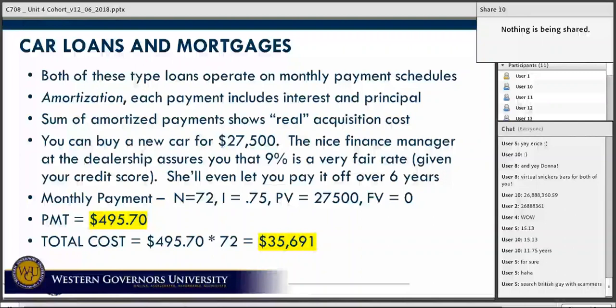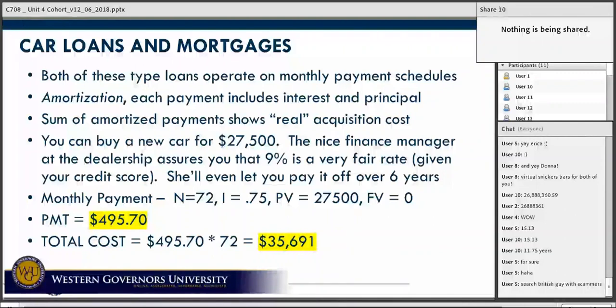So you're going to buy a new car for $27,500. It's not a crazy car. It's not a Bugatti, but it's a nice car. The finance manager, she's great. She'll give you 9% a year, which is a very fair rate. She'll even let you pay it off over 6 years, so a 72-month term. How much is your low monthly payment going to be if you're not putting anything down?